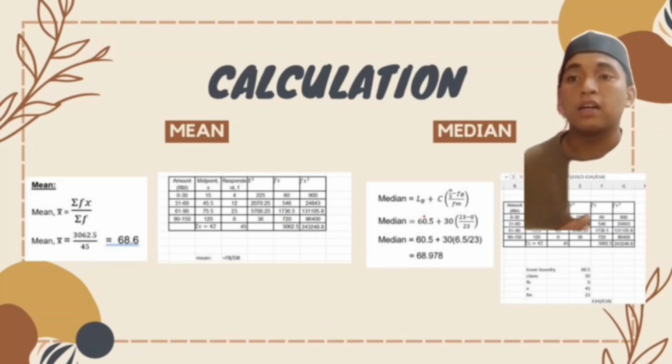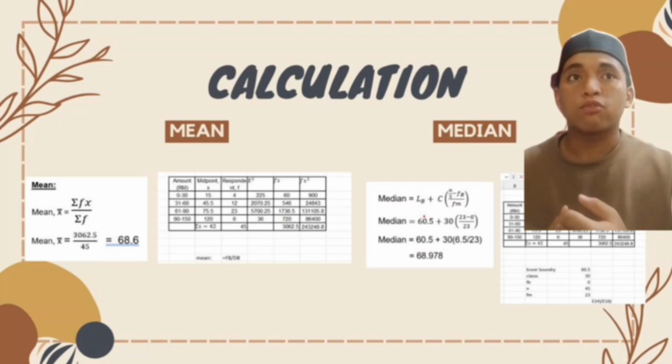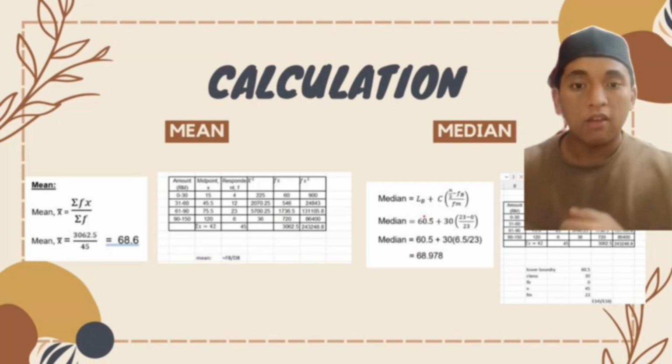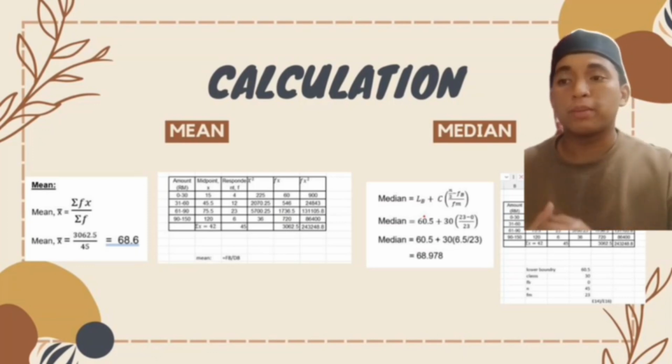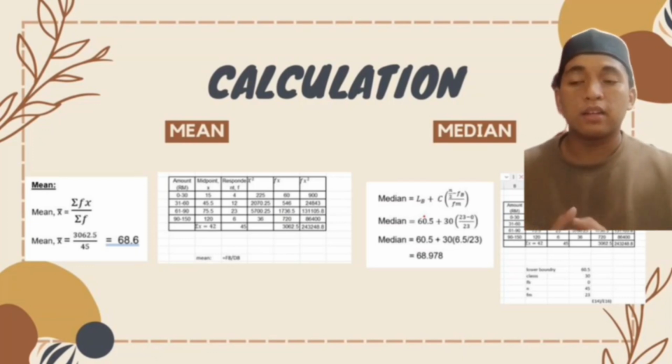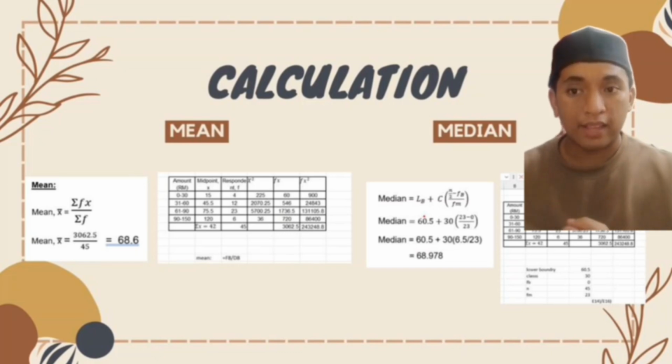And then for this assignment, we have to calculate the mean, median, variance, standard deviation, and last one is mode. We are going to do the mean first. The mean is the total of fx divided by the total of f, which is 3062.5 divided by 45 respondents, and the answer is 68.6. We have shown the calculation using Excel.